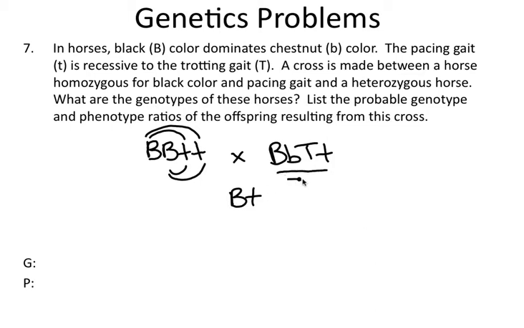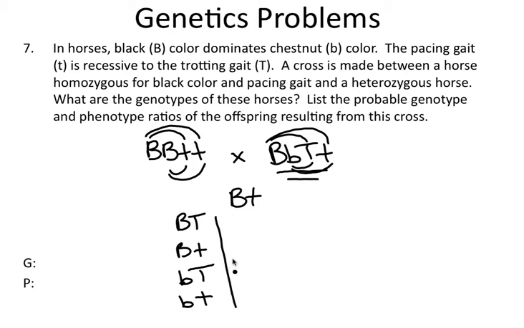The heterozygous parent, on the other hand, has several different allele combinations that may be seen in the sex cells: big B, big T, big B, little t, little b, big T, and little b, little t. So this Punnett square has 4 boxes. And when we fill in these boxes, we get something like this.